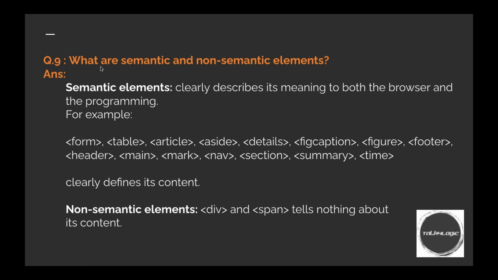Now moving to the next question. What are semantic and non-semantic elements? As we know, a semantic element clearly describes its meaning to both the browser and the programmer. It means the tag explains itself with its name, such as form, table, article, aside, details, etc. They clearly define their content. Non-semantic elements are those which are not exactly defined by their name, such as div and span, which tell nothing about their content.